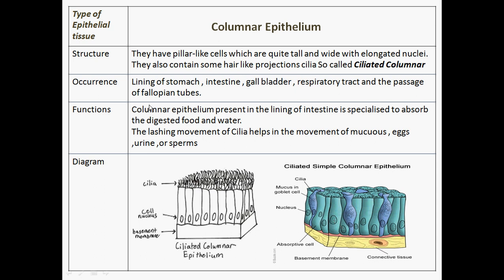They also contain some hair-like projections called cilia. You can see in this figure, these are cilia. That is why the columnar epithelium can also be a ciliated columnar epithelium. It is mostly present in the lining of the stomach, intestine, gallbladder, respiratory tract, and the passage of the fallopian tubes, which are parts of our body that excrete waste products. These are the areas where columnar epithelium is mostly present.